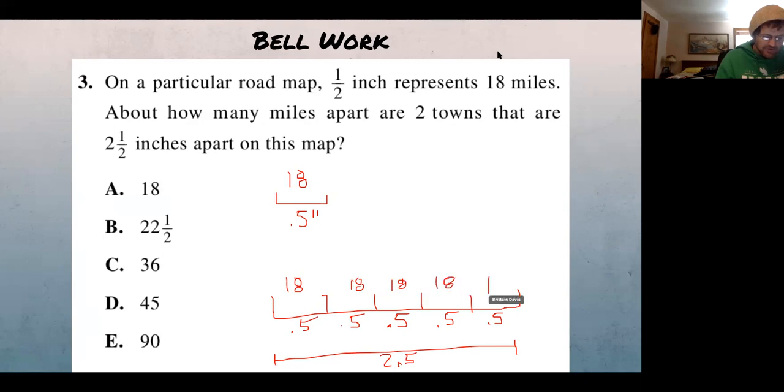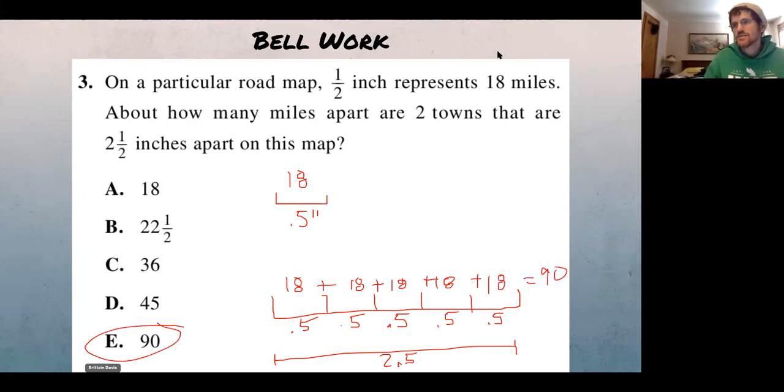So then I could just figure out if I've got 2.5 inches on the map, then I can just add these up, 18 plus 18 plus 18. Regardless of the way that you solve this, you will get 90 as your answer. And that's what the most popular answer was today. So lots of different ways of looking at this problem, and hopefully that makes sense for all of you.